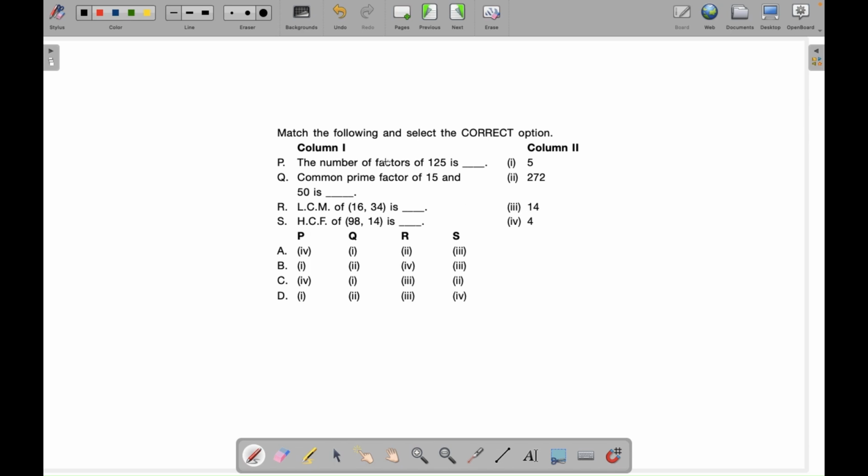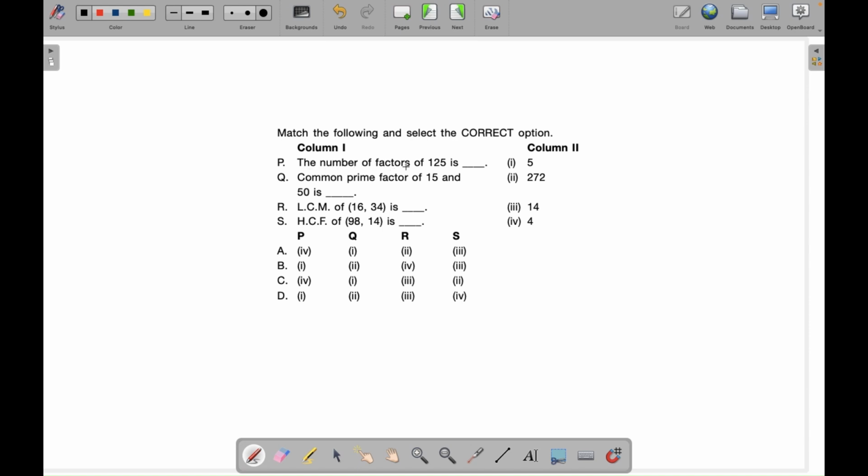Let us now solve some previous year questions on HCF and LCM. These are basically from the Achiever section, so each of them will carry 2 marks. The first question, we have to match the answers for the given options that we have.